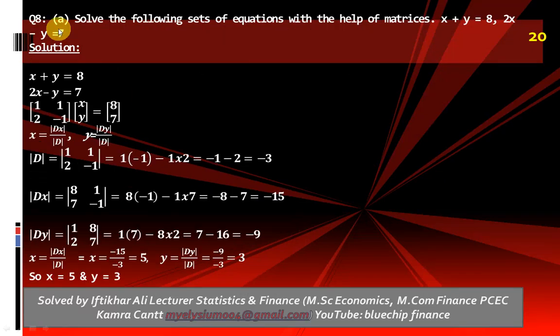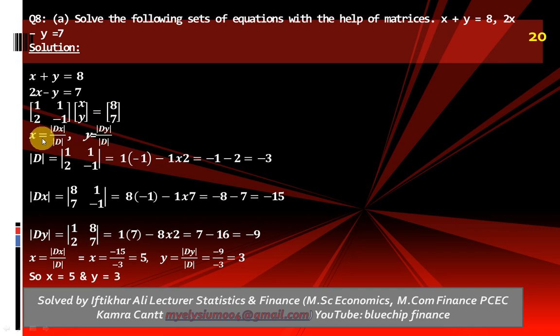Now we move to question number 8. Part A, solve the following sets of equations with the help of matrices: x plus y equals 8, 2x minus y equals 7. So the first equation is this, the second equation is this. First of all, make the matrix 1, 1, 2, minus 1. There are two variables x and y, equals, the third is 8 and 7.